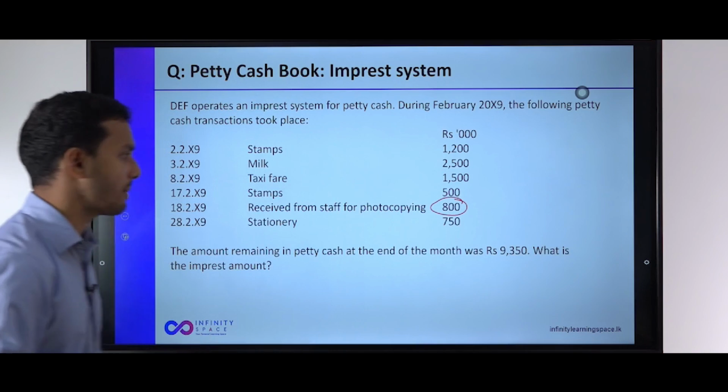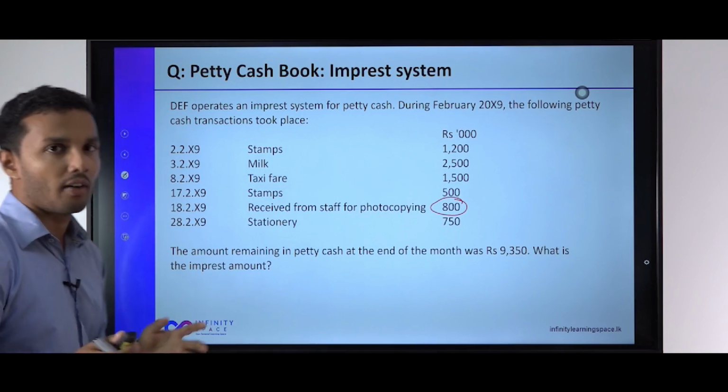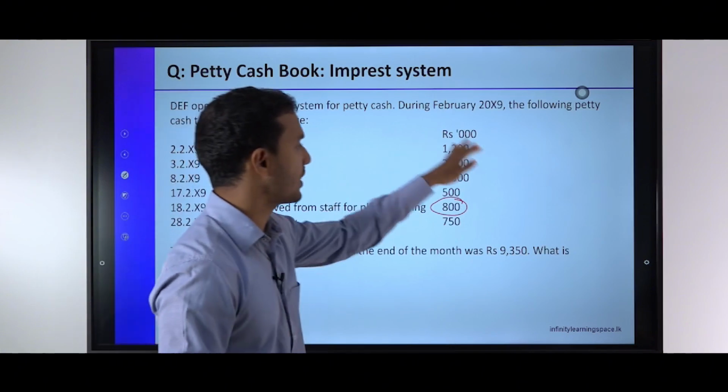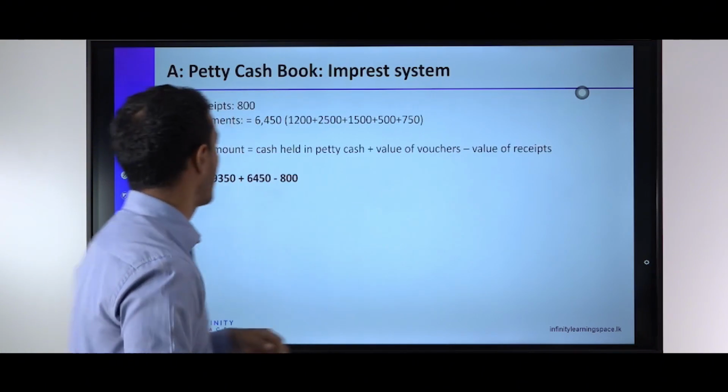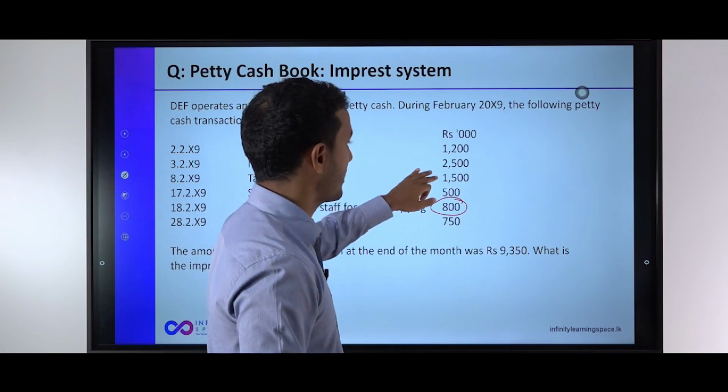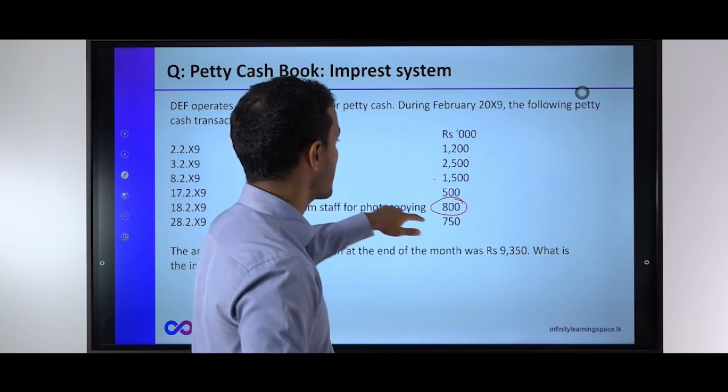What is the imprest amount? What is the value of the float? It's very easy. All we have to do is first find out the value of the payments. So the value of the payments is 1200, 2500, 1500, 500 plus 750.